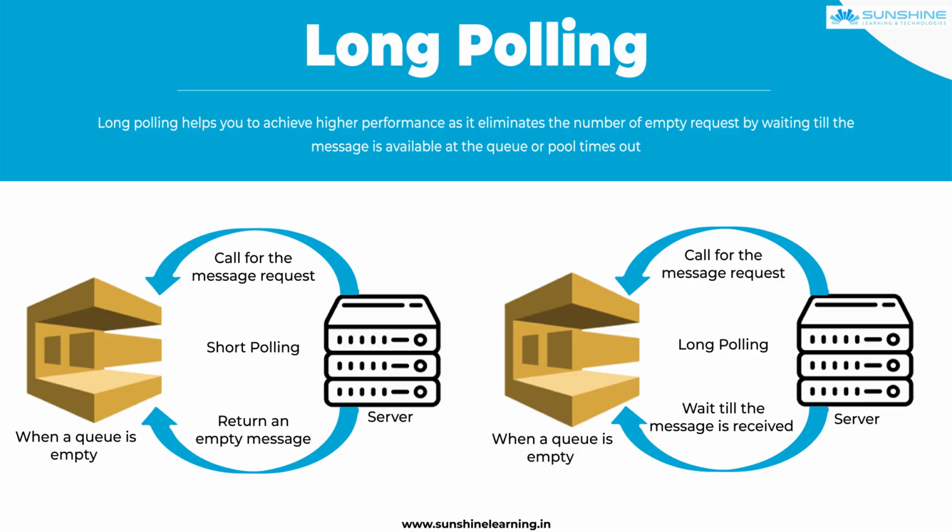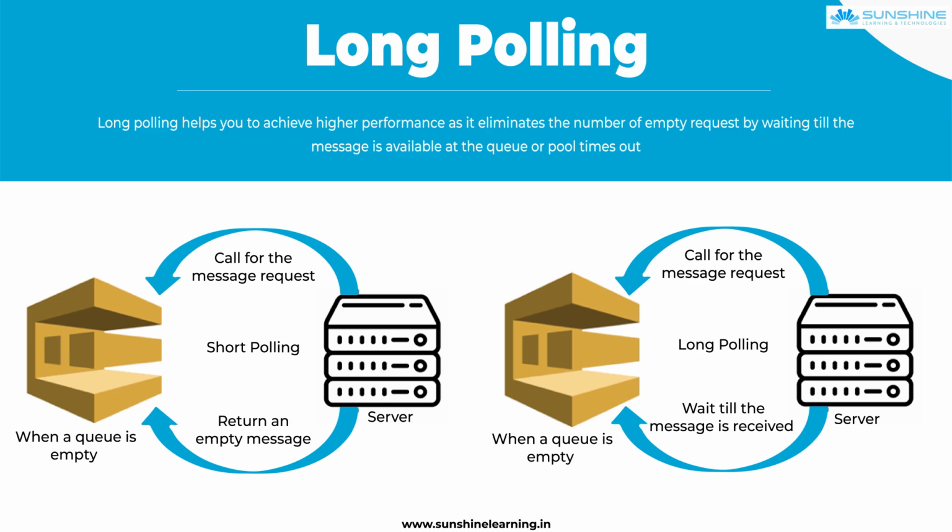Now, polling the queue, there are two forms. One is long polling and the other one is short polling. So when you do a short polling, the backend application server sends a request to the SQS, and let's say if a queue is empty, it returns an empty message to the backend application.